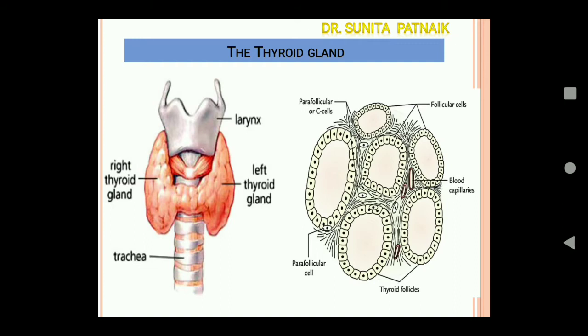This is the structure of thyroid gland. It is located in the anterior region of the neck, just below the larynx, or you can say ventrolateral to the trachea. It is reddish brown in color, bilobed and highly vascular. You can see the two lobes, right lobe and the left lobe, which are connected by the connective tissue called isthmus. Isthmus is present at the second and the fourth tracheal cartilage.